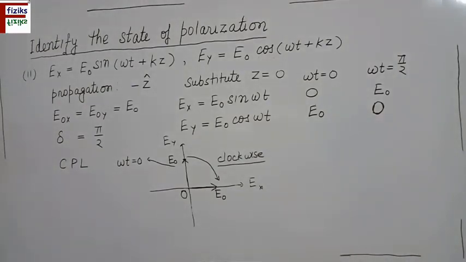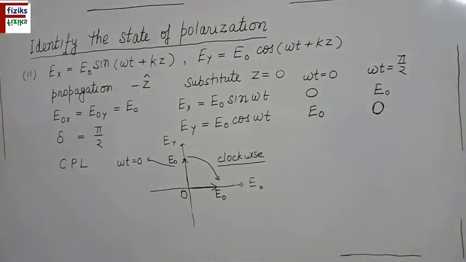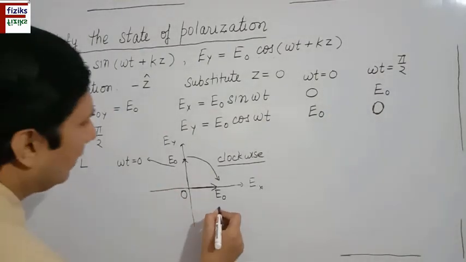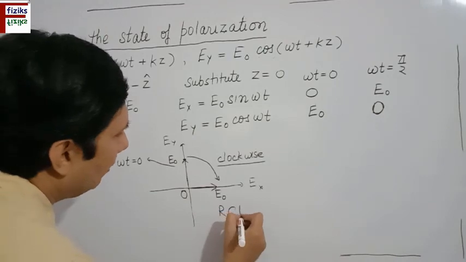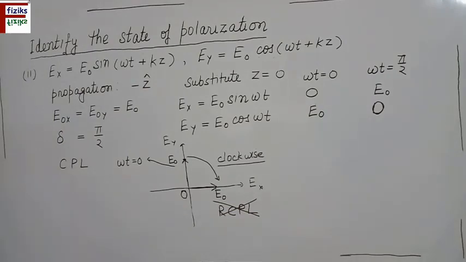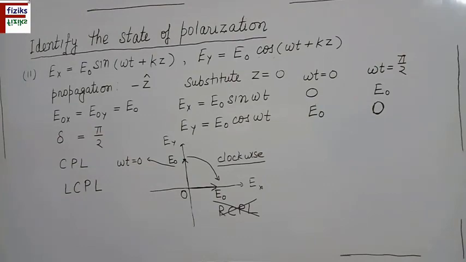But here this is clockwise rotation, but you should always remember that this will not be right circularly polarized light. What I am saying, focus on that. This vector is rotating in the clockwise direction, but I am saying that the light will not be right circularly polarized light. Why will this not be right circularly polarized light? Rather, this will be left circularly polarized light. So why am I saying this will be opposite of what we are observing on the Ex Ey plane?